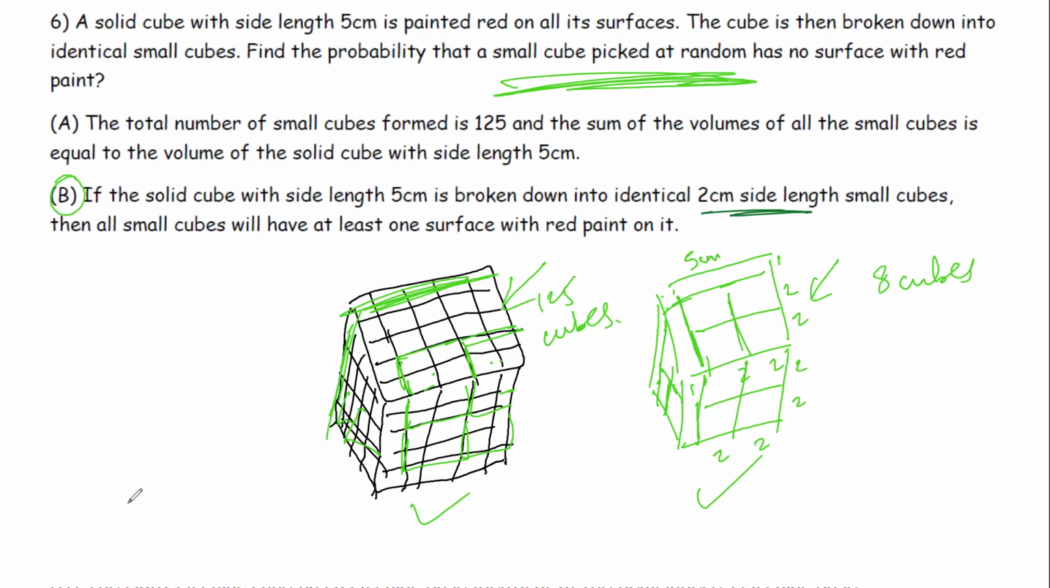Are you getting it? Right? Just because if the solid cube with side length 5 is broken down into identical 2 centimeter side length cubes, right? So from the second statement, they're hypothesizing again that if that 5 centimeter was broken into 2 centimeter small cubes, then all small cubes will have at least one surface with red paint on it, but it's not really answering the question, right?